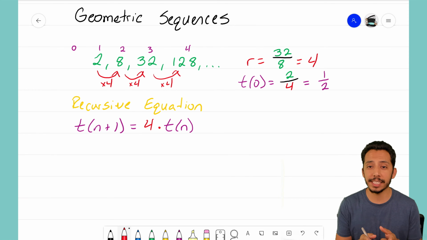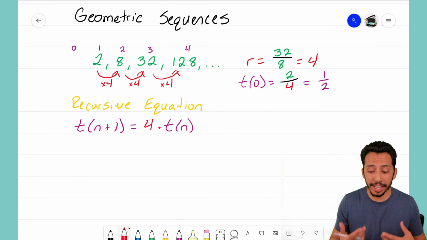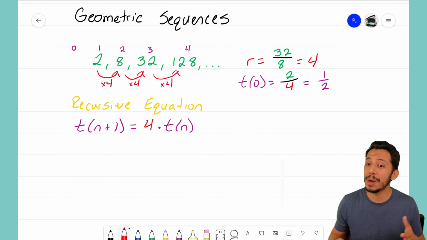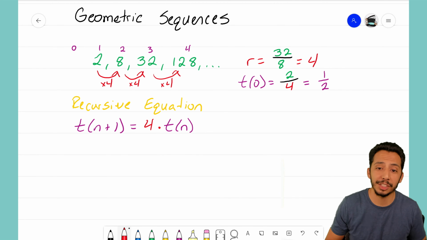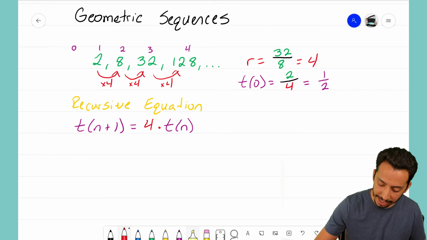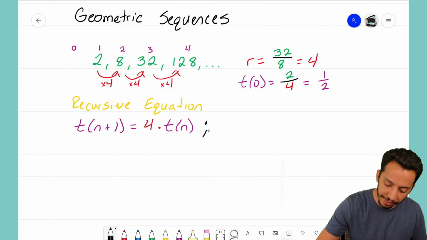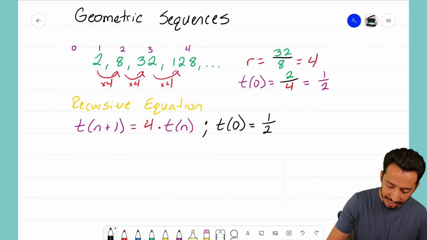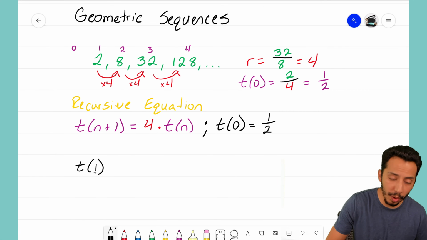Now, just like our arithmetic sequence, we need to tell the reader where we're starting. Because right now, all I know from this equation is that we are multiplying by 4 every single time, but I don't know where this sequence starts. That's where our 0 term comes into effect. We need to make sure we write down so the reader knows that this sequence starts with t of 0 equal to 1/2. So here's how we use that recursive equation. I know what t of 0 is. Next on my list is to find t of 1.